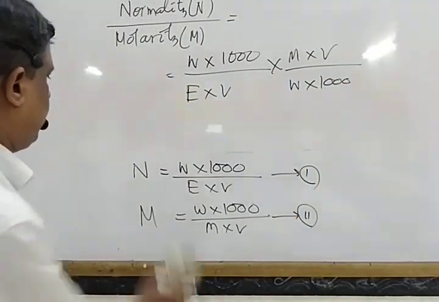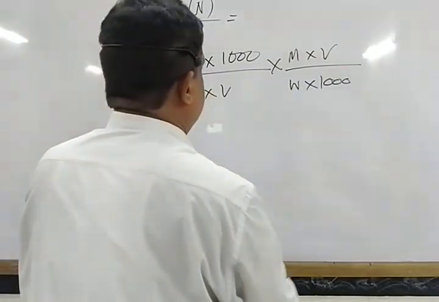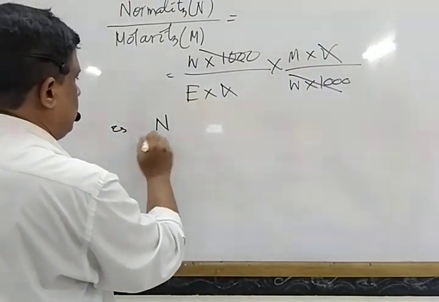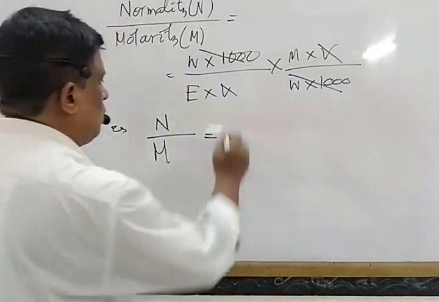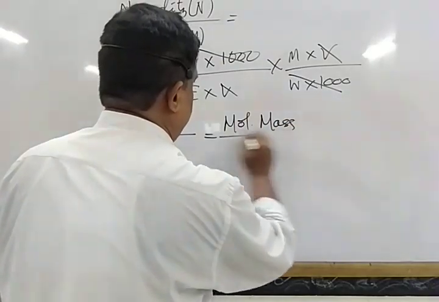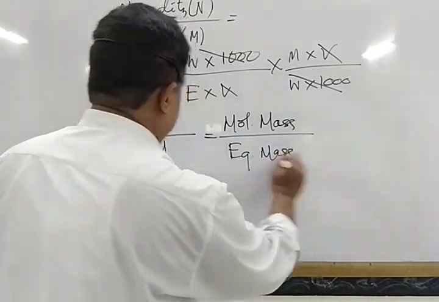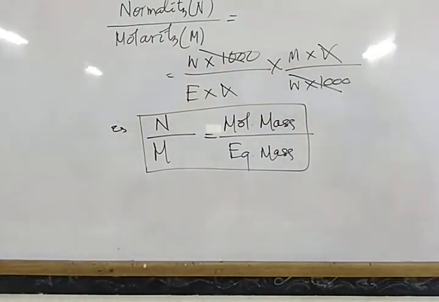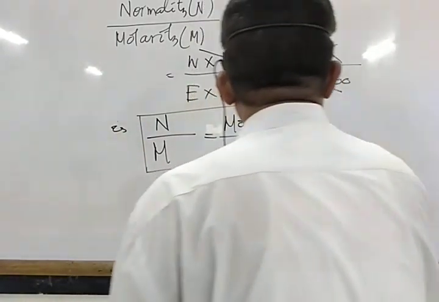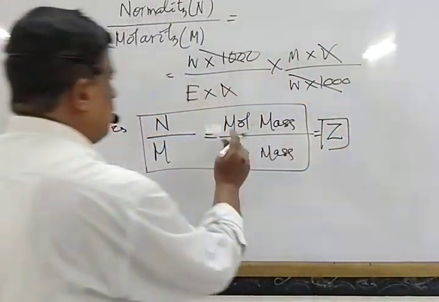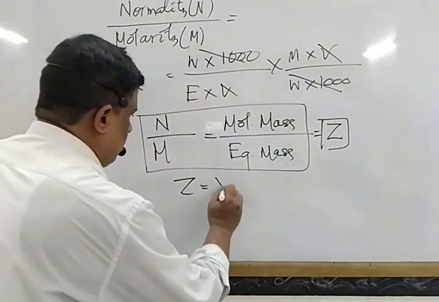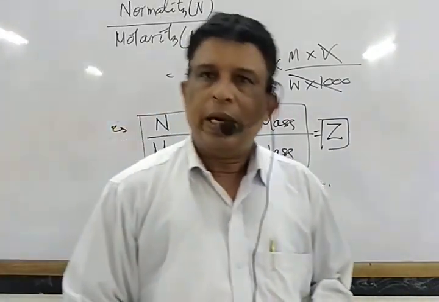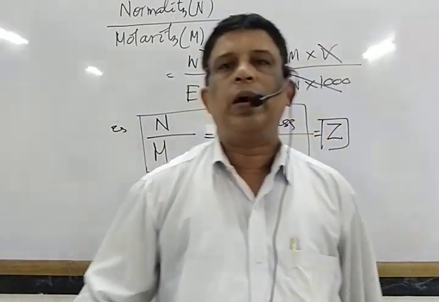Mark that. By cancelling, W into 1000 cancels, V and V cancel, so normality by molarity is equivalent to molecular mass by equivalent mass. Mark this very, very important relation. Normality by molarity is equal to molecular mass by equivalent mass, taken as Z, where Z is known as the valence factor. What do we mean by valence factor? It is the basicity for an acid and the acidity for a base.